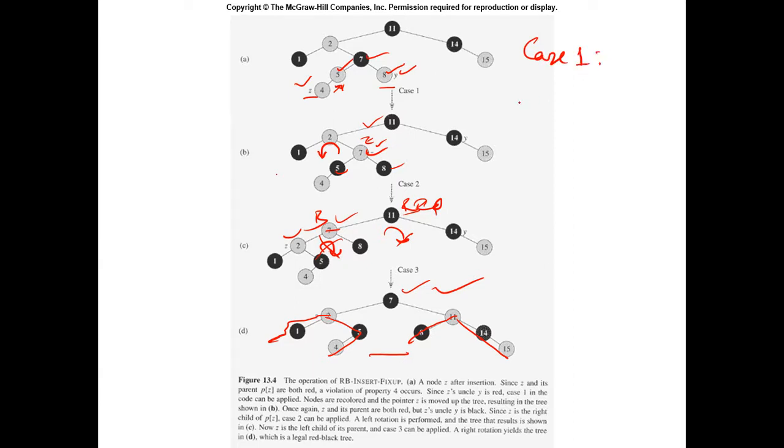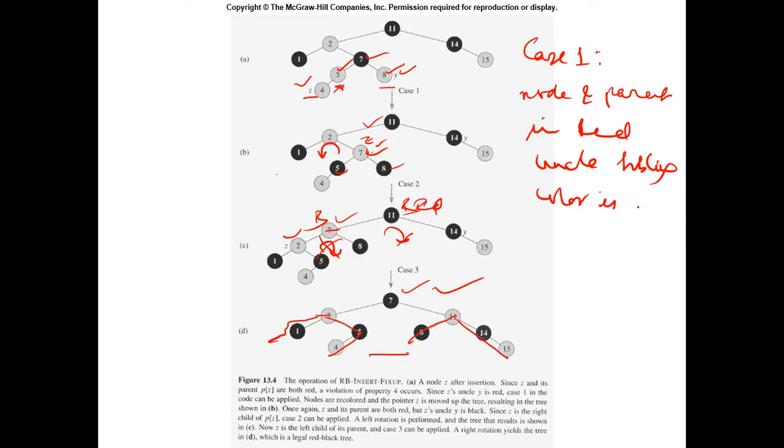In case 1, when do you find basically the node and its parent in red? Uncle sibling color is red. Then what is the solution? Make parent and uncle as black. Yes or no?